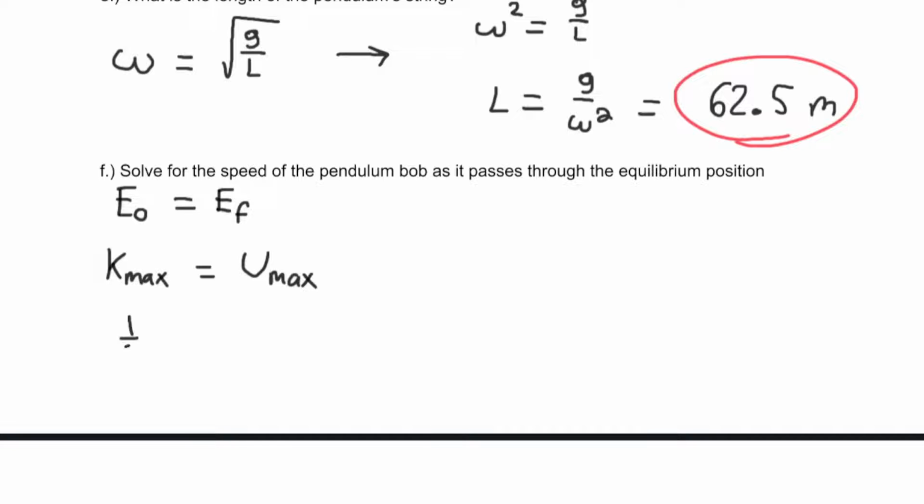So we can just set up an equation that looks like 1/2 m v squared at the max value is equal to m g h at the max value. So this is the height above the equilibrium position. Based on our argument before, the challenging part with this is actually being able to figure out what the height change is.